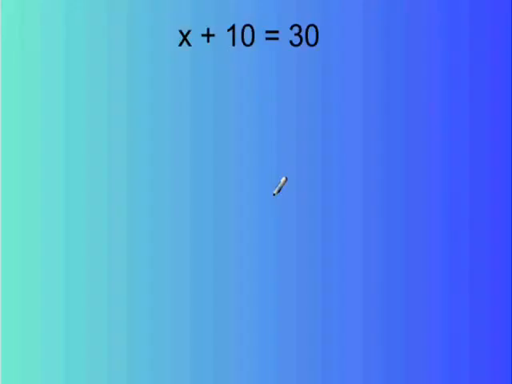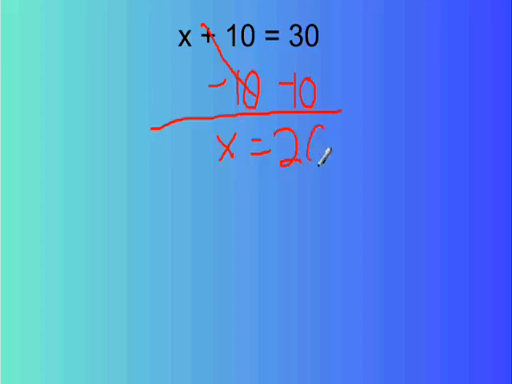Let's start off with an easy problem. We have to isolate the variable x by getting rid of the plus 10. The inverse operation of addition is subtraction, so I subtract 10. Remember, whatever you do to one side of the equal sign, you must do to the other. So I'll do the same. This eliminates plus 10, and 30 minus 10 equals 20.